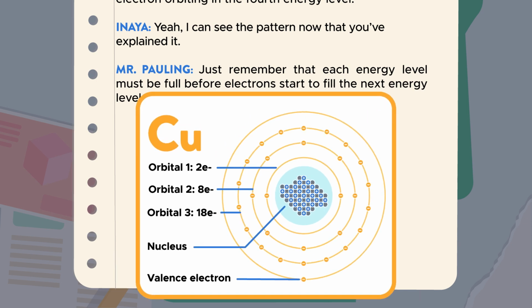The image shows a Bohr model of a copper atom. The nucleus is labeled. The first 3 orbitals are full. The first orbital has 2 electrons. The second orbital has 8 electrons. The third orbital has 18 electrons. The fourth orbital contains 1 electron, and it is labeled as a valence electron.